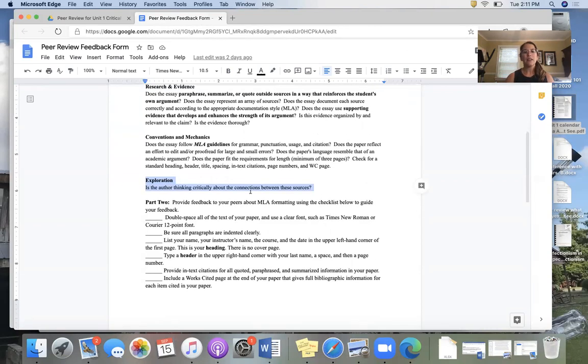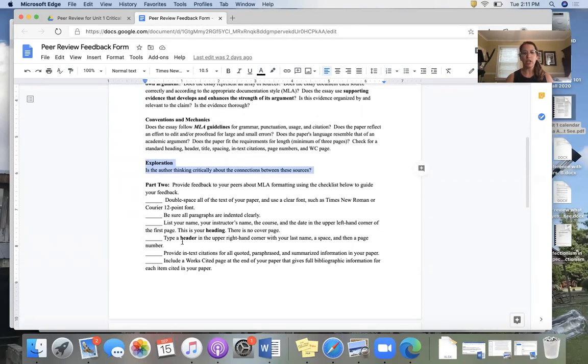All right. Then in part 2, there's just a little checklist that you can go through for the student, making sure that they're following those MLA specifications. So things like, are they double spacing their paper? Is their font Times New Roman? Are paragraphs indented? Is there a heading? And does the heading have all of the standard information, which is name, instructor's name, course, and date? Is there a title? You know, things like that.